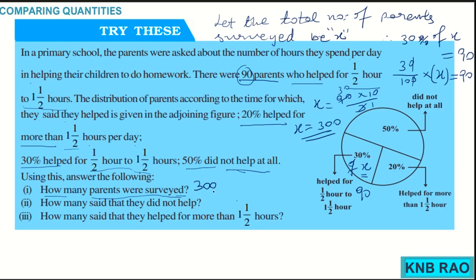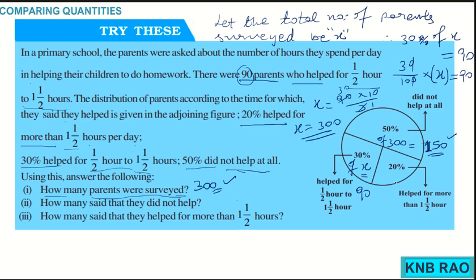So, the moment I got 300 were surveyed, how many said they did not help in this 50%. So, 50% of 300, you know how to find. 50 by 100 is nothing but half of 300 is 150 members, the parents who did not help their children to do their homework.